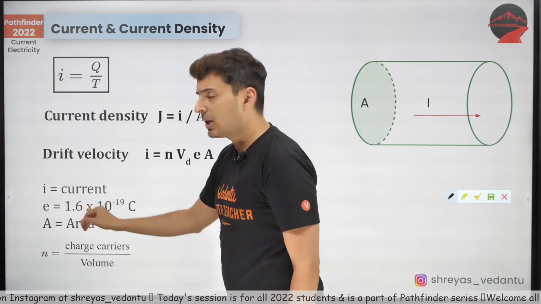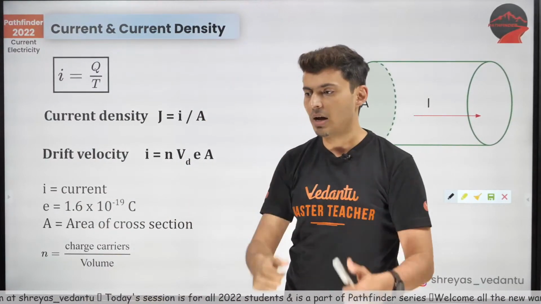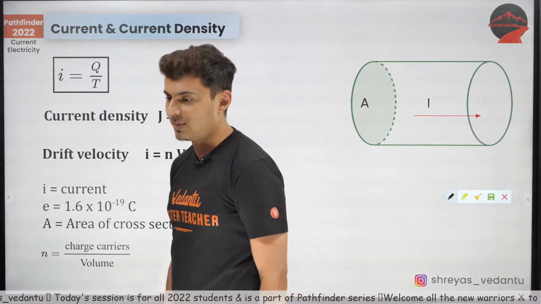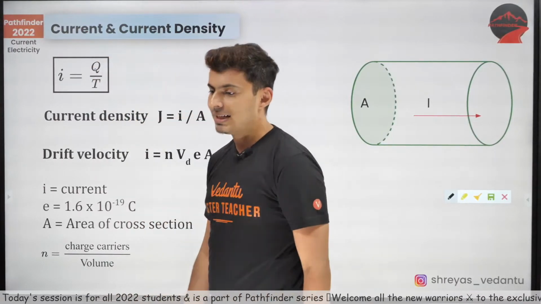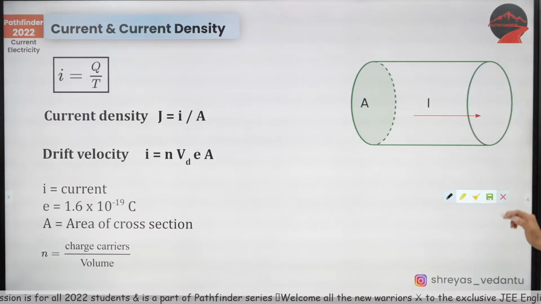And you should know this standard value. Electron charge is 1.6 × 10^-19 coulomb. Okay. All right. Cool. Let's get moving to the next one.